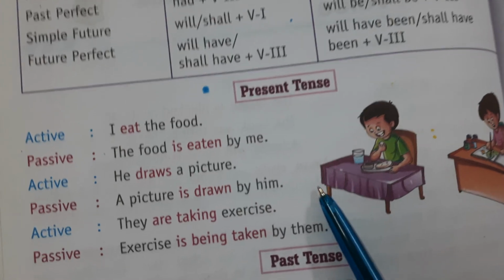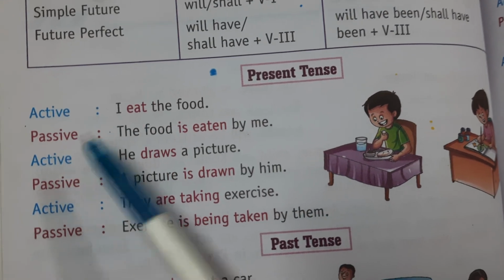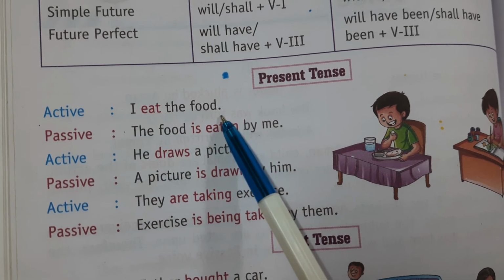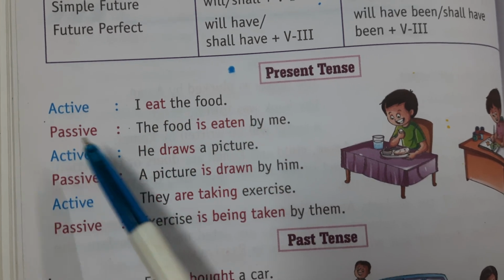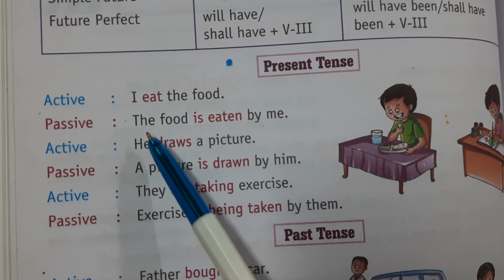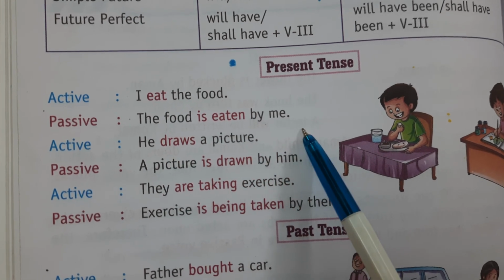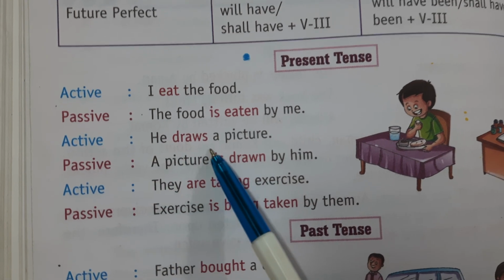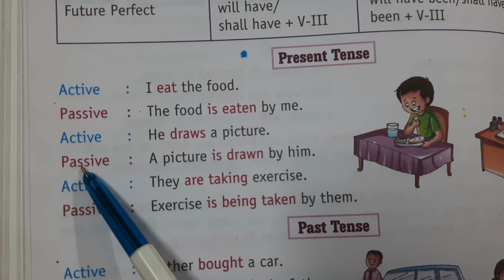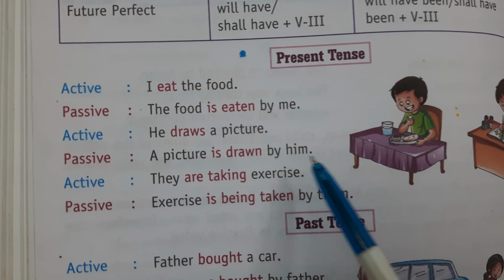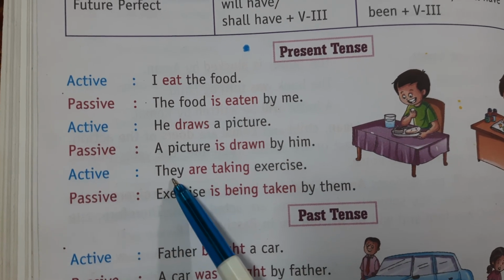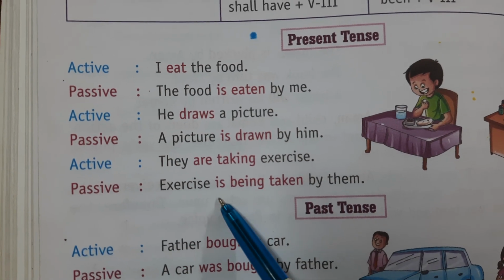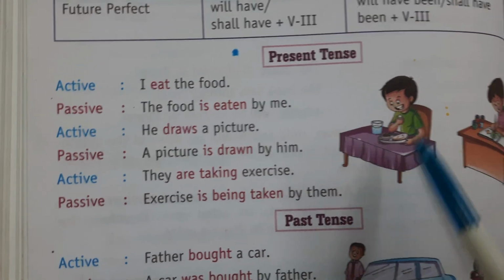Now look here. Here are some examples of active and passive in present tense. Active: I eat the food. Passive: the food is eaten by me. Active: he draws a picture. Passive: a picture is drawn by him. Active: they are taking exercise. Passive: exercise is being taken by them. This is in present tense.